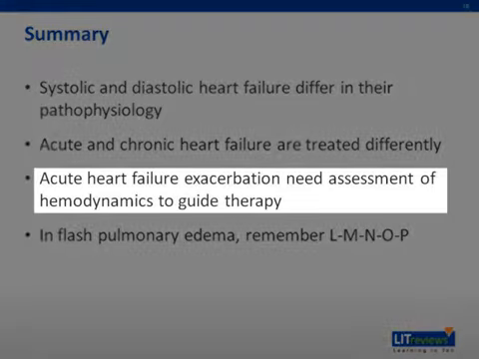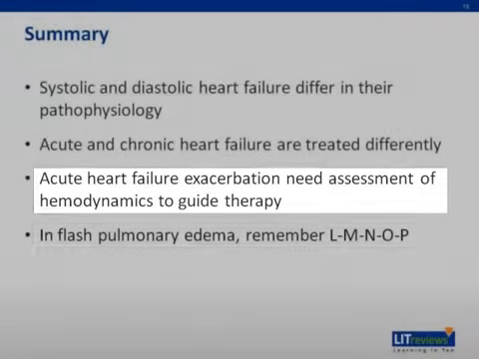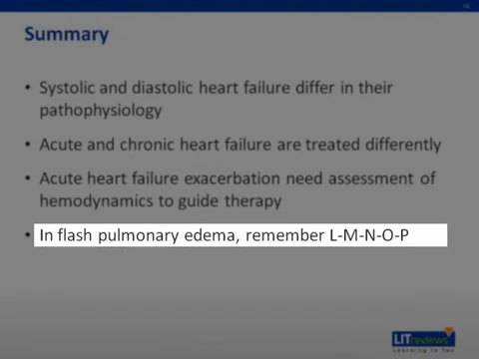Acute exacerbations of heart failure require evaluation of hemodynamics, that is, whether the patient is dry or wet and warm or cold, in order to guide therapy. Diastolic heart failure can cause flash pulmonary edema, which is treated with Lasix, morphine, nitrates, oxygen, and positive pressure ventilation.